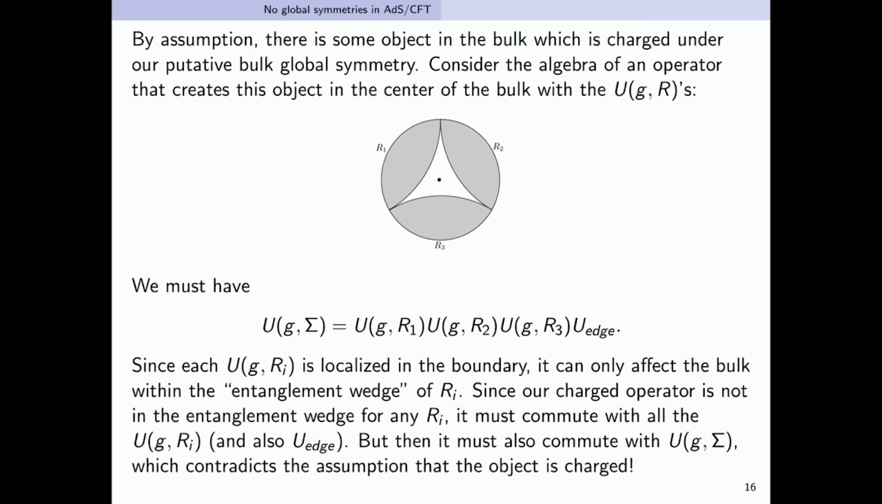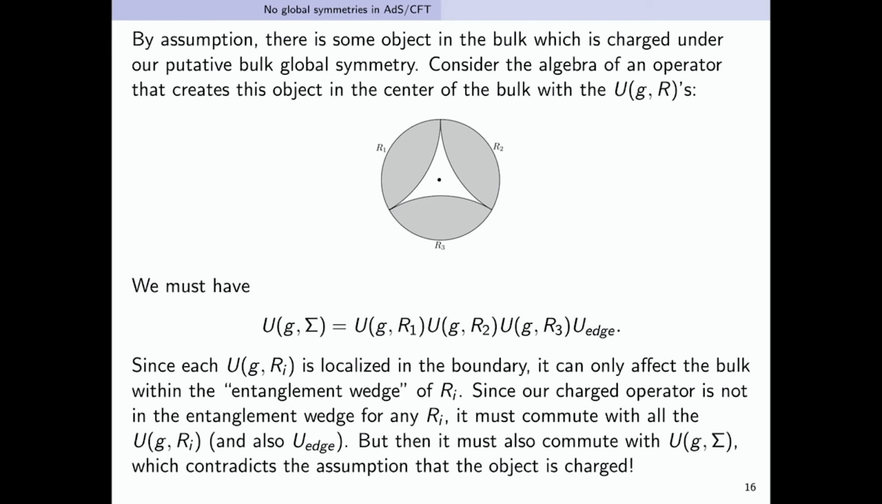Now, since each U of G comma R sub I is localized in the boundary, and so here's now, okay, some people complained to me about this before, so here's where I'm going to bring in all the stuff that we learned about the emergence of space-time in the last 15 years. It comes here in this statement. There's a lot of fine print in this statement, but I promise I have used this statement consistently.